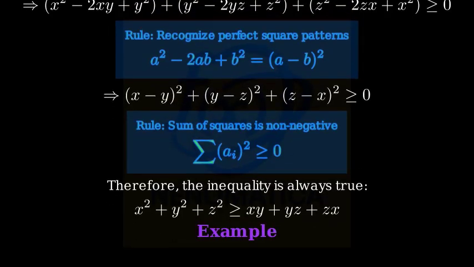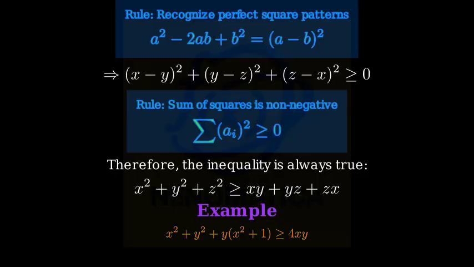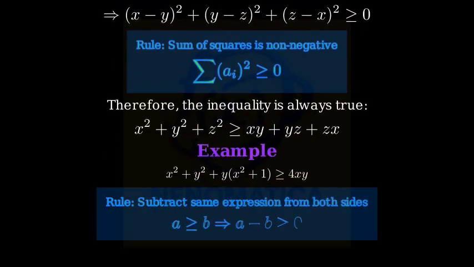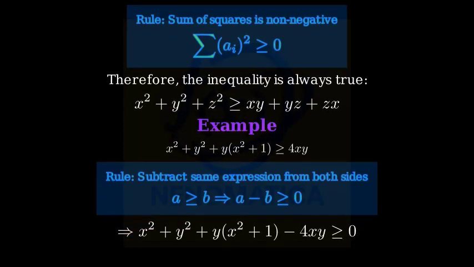Now, let's move on to our second example. We need to prove that for any real numbers x and y, the following inequality holds true. (x squared plus y) times (x squared plus 1) is greater than or equal to 4xy. Let's begin our proof. First, we'll rearrange the inequality by subtracting the right side from both sides. This gives us (x squared plus y)(x squared plus y) minus 4xy is greater than or equal to 0.